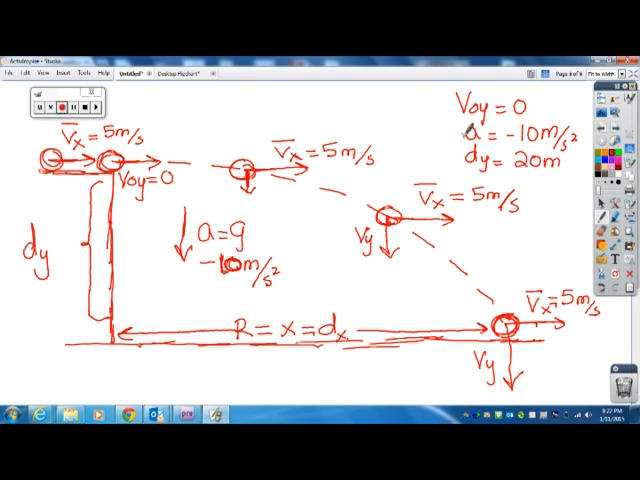So if you know the initial velocity, the acceleration, and the displacement, you can figure out the time it takes for the ball to fall to the ground as it travels vertically. You're going to use your displacement equation. Final displacement equals initial displacement plus initial velocity times time plus 1/2 at squared. And you're going to notice a lot of things are going to drop out of this equation.